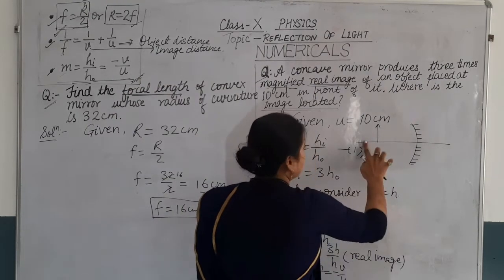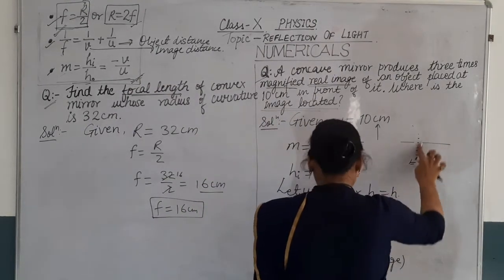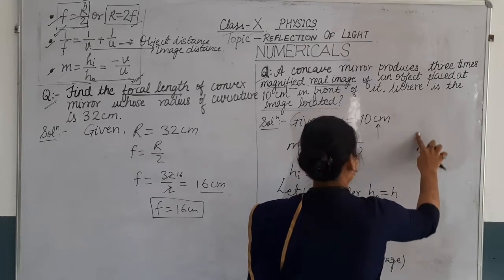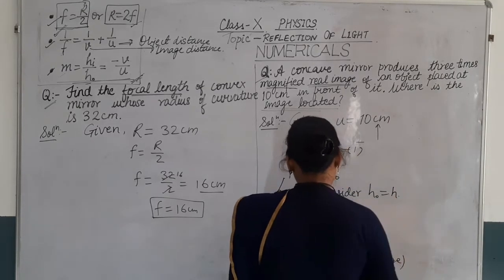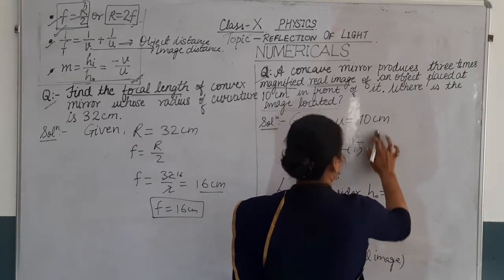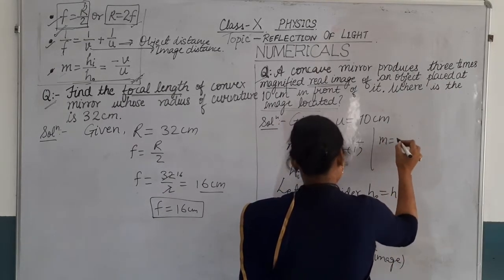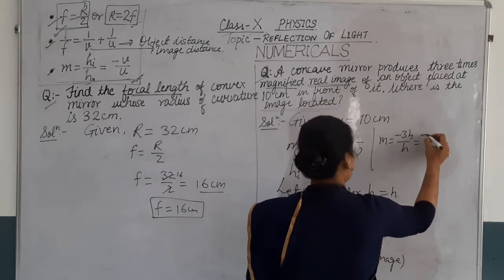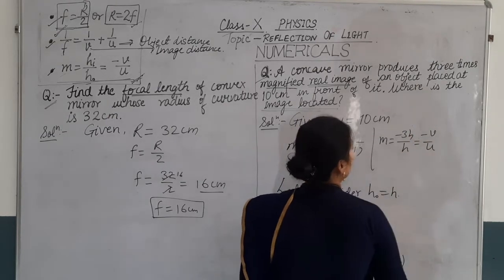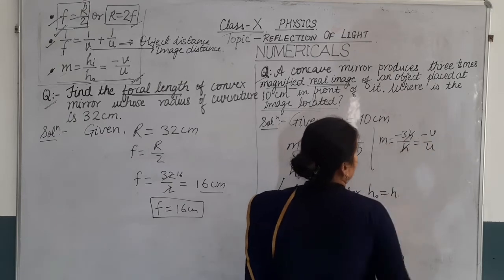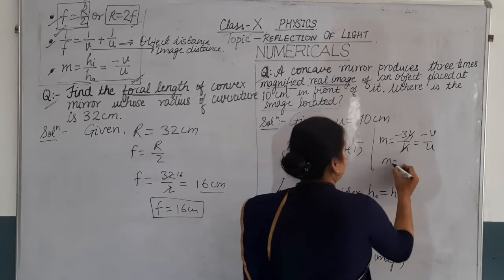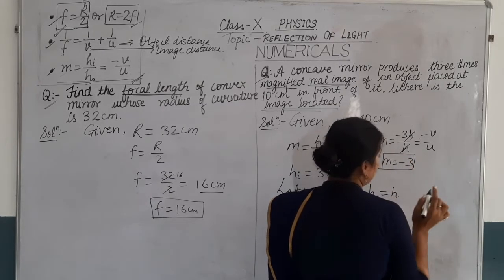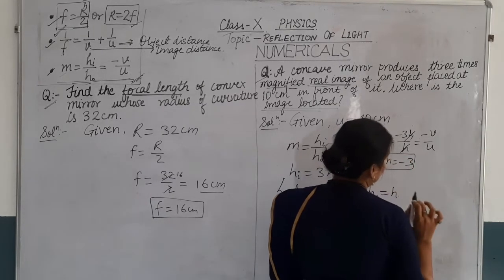Now solving this, we will get the value of M. What we have got is M is equal to minus 3H upon H, which is equal to minus V upon U. Overall, what we will get? M is equal to simply minus 3, meaning the magnification of a real image is negative, so it has come minus 3.